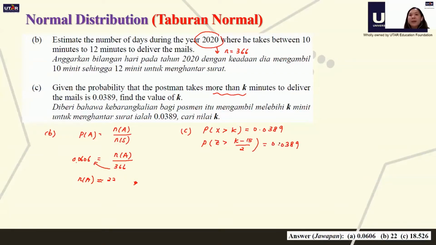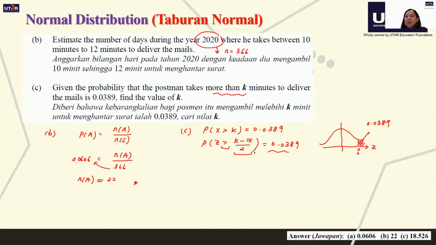0.0389. Okay, so as usual, we draw the normal curve out. This value is for more than, right? More than means I will refer to the right-hand area. So meaning I can actually get this answer directly from my table, yeah? This is 0.0389. I want to find what is the Z value here so that I can compare with this Z value.